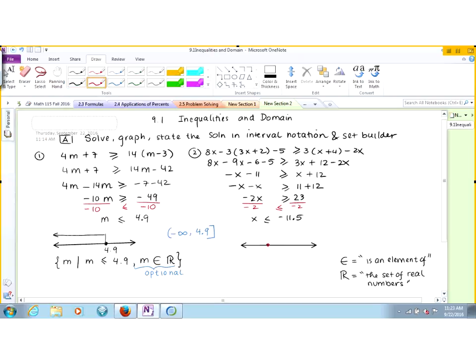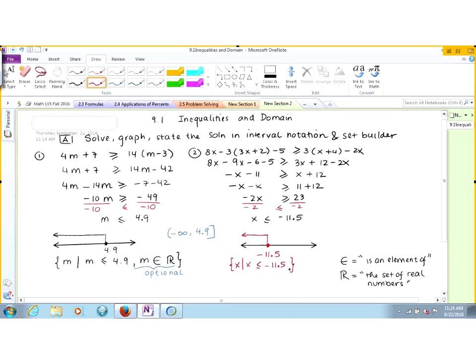Negative 11.5 is closed, so a closed circle, to the left. Yes. Why is it to the left? It's smaller, right? Negative 100 is smaller, negative 15 is smaller, so it's the ones on the left. Okay, so let's write this. My solution is x such that x is less than or equal to negative 11.5.